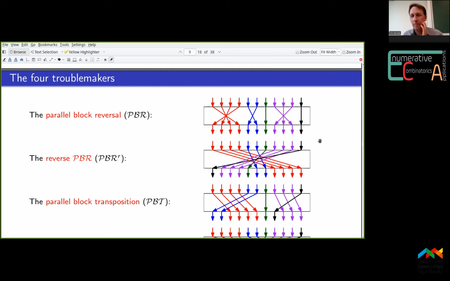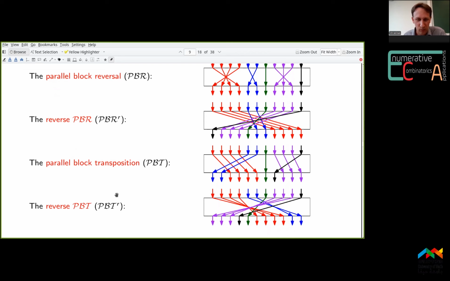Again, for people who like to reason in terms of shuffling cards, this reverse parallel block reversal operation corresponds to what is known as the overhand shuffle, which is what people who are not skilled enough to do riffle shuffle will typically be doing when you ask them to shuffle a deck of cards.